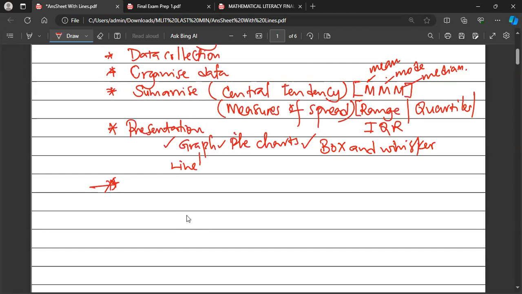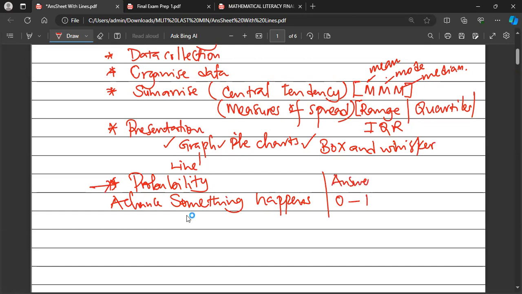Then the other part that you expect in paper one is what we call probability. A chance something happens. It's probability. Take note, answers in probability lie between 0 and 1. You'll never get an answer that's below 0, and you'll never get an answer above 1.